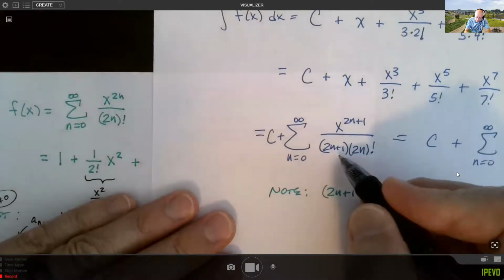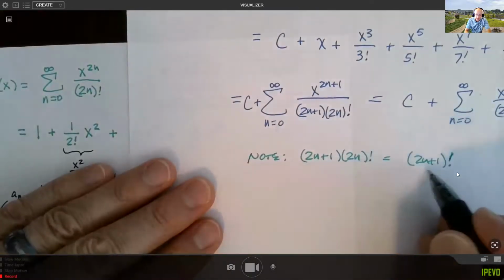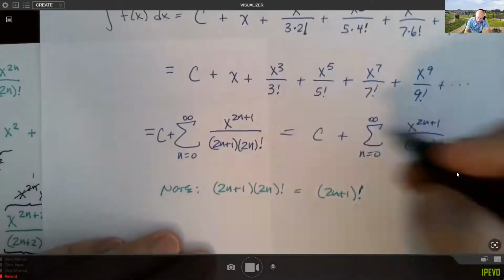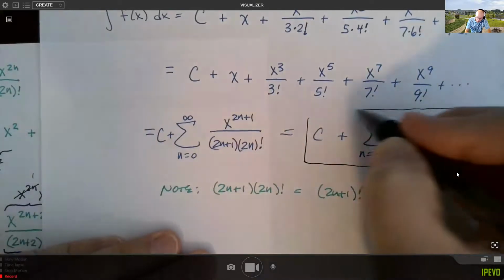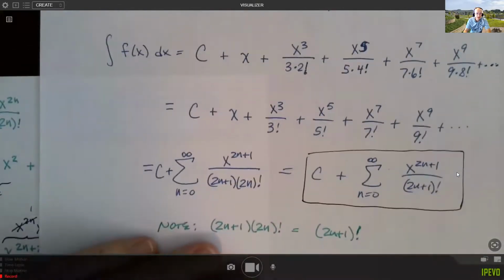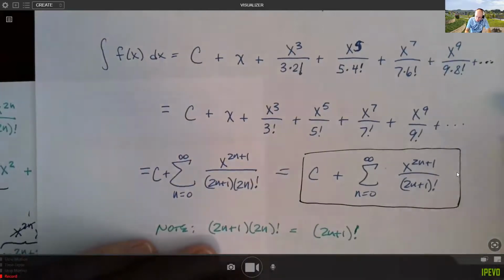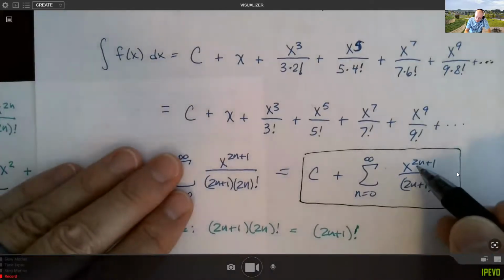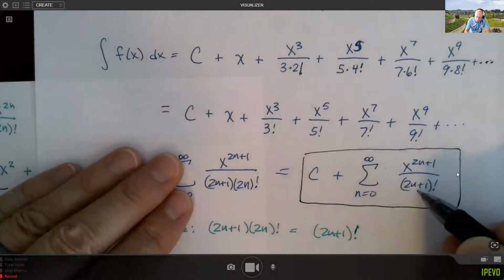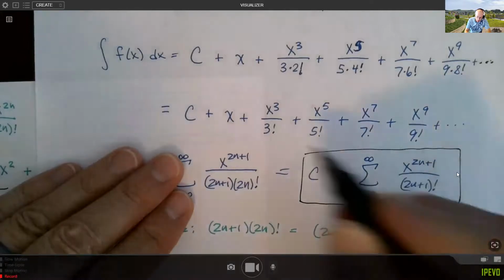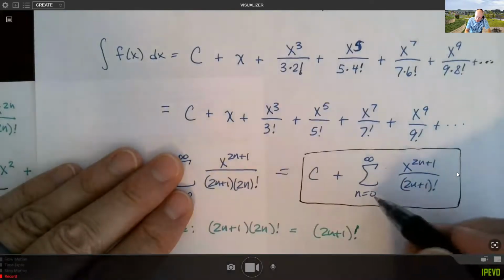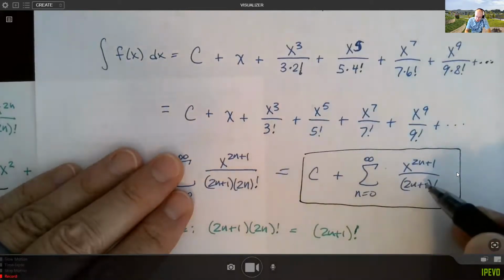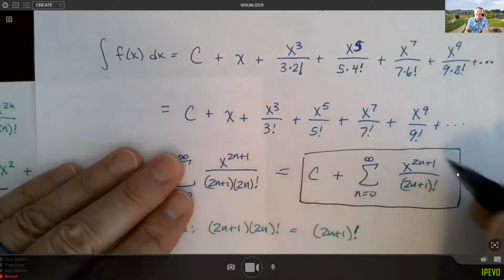But notice 2n plus 1 times 2n factorial is 2n plus 1 factorial. So this down here is all just 2n plus 1 factorial. And there's the integral of our power series. And you can check again when n is 0. If I plug in 0, let's see if this works this time. 0 plus 1 is 1. I get x over 1 factorial, x over 1, or x. When n is 1, I get x cubed over 3 factorial. When n is 2, I get x to the 5th over 5 factorial, and so on. So I'm getting all those.